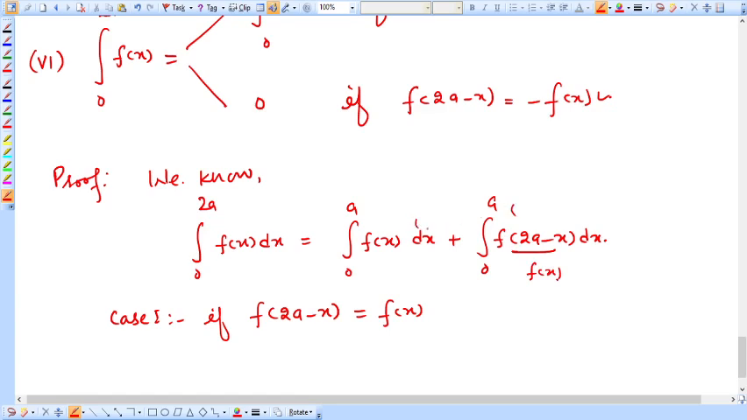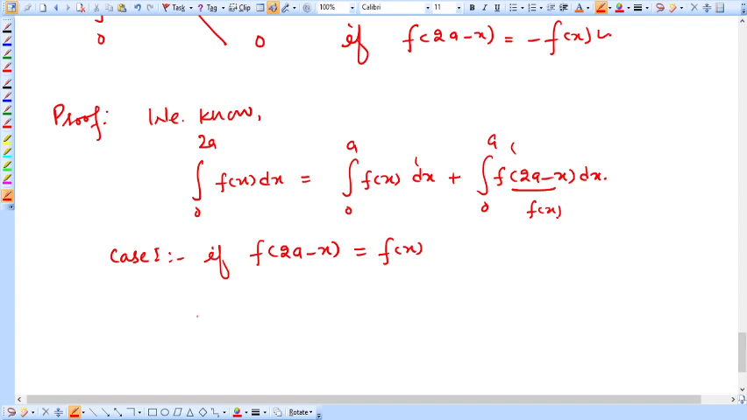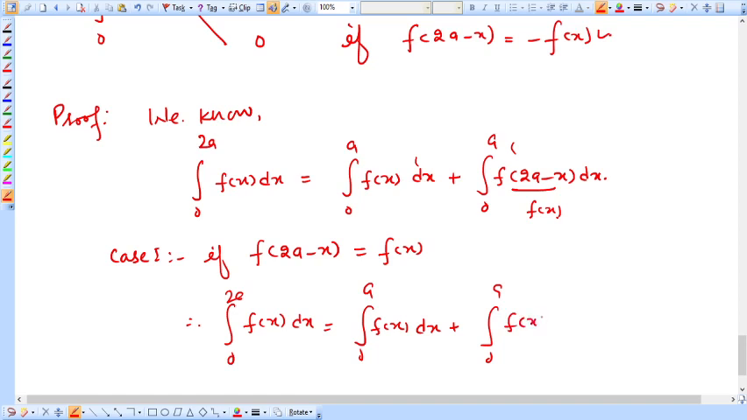So we can write it therefore 0 to 2a f of x dx would be equal to 0 to a f of x dx plus 0 to a f of x dx, okay, which is equal to 2 times 0 to a f of x dx. So this is your first case.